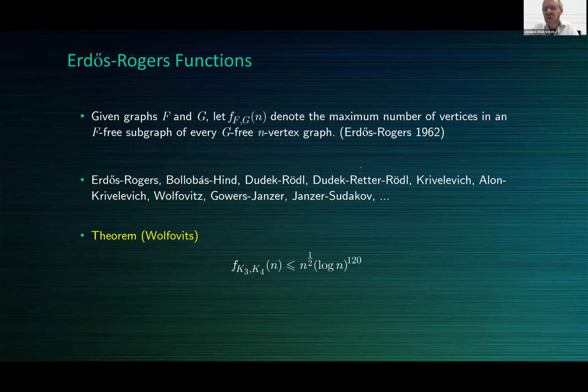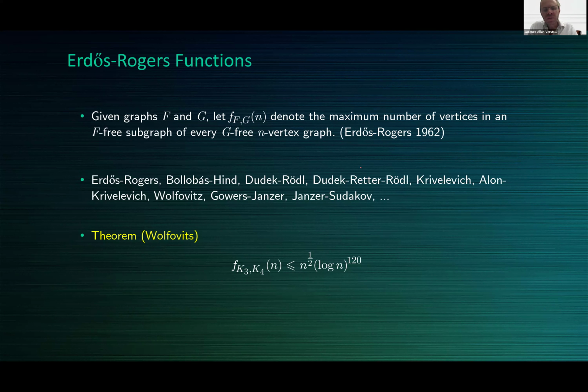These were introduced in the 60s by Erdős and Rogers, and they are just generalizations of Ramsey numbers. So what are these Erdős-Rogers functions? Well, if I give you two graphs F and G, what I'm seeking is the largest F-free subgraph of any G-free graph on N vertices. So I give you a G-free graph with N vertices, and I'm asking for an induced F-free subgraph. How big can you guarantee an F-free subgraph?